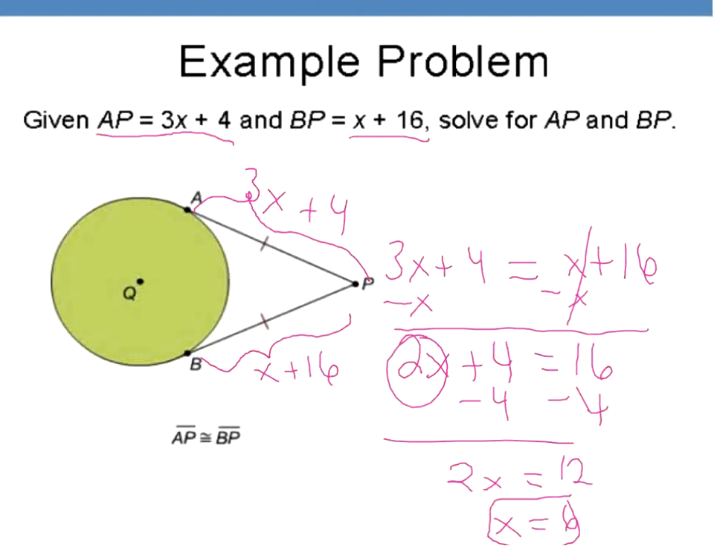So we're going to take the 6 and we need to plug it back in. So let's go back up to one of them. 3 times 6 plus 4. So that would be 18 plus 4, which gives us 22. Which one do I plug it in for? Do I plug it in the top or do I plug it in the bottom?